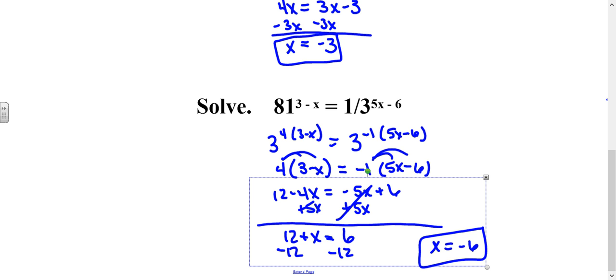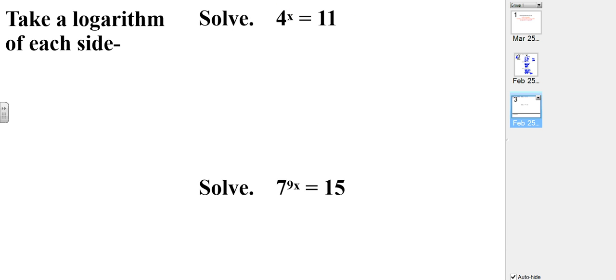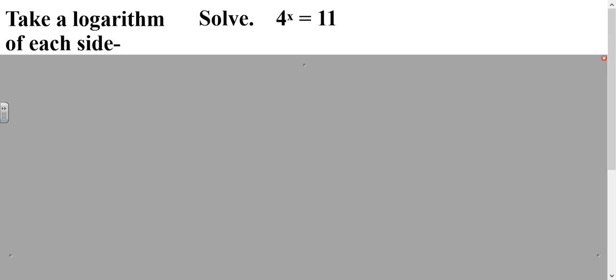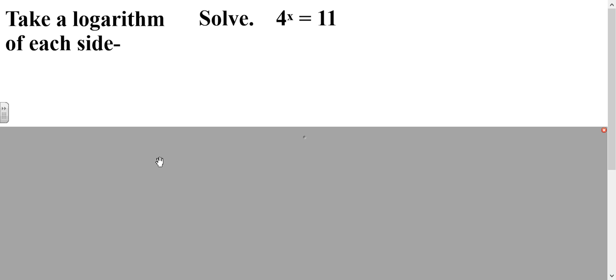All right, so that's how we solve equations by equating the exponents. We make the bases the same. Okay, the other type of question that we're going to solve today is by taking the logarithm of each side. So if I have 4 to the x power, we kind of talked about inverses in one of the previous sections. If I was to rewrite this in logarithmic form, then I could solve it for x, but it might be kind of hard to figure that out.